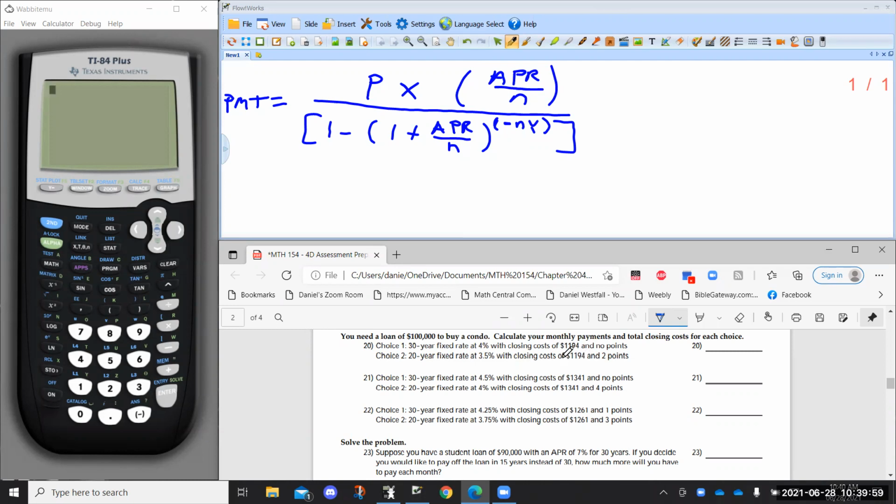So let's just show you the two options here. A 30-year fixed rate loan. So you're going to apps, finance, TVM solver. You've got a 30-year fixed rate, 4% mortgage, and this was $100,000.